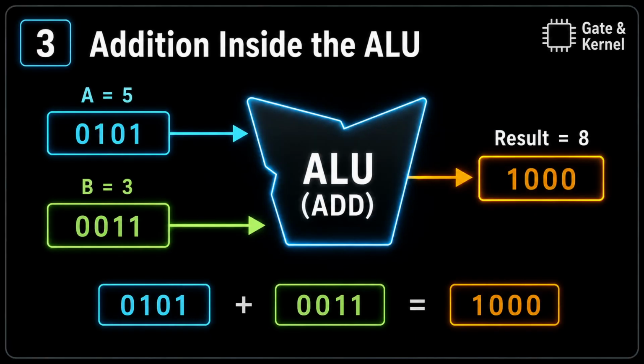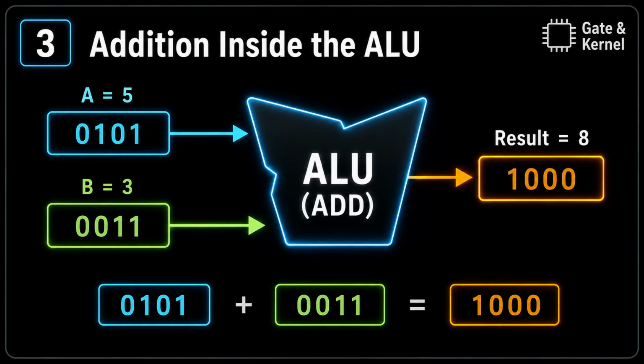Chapter 3. Addition inside the ALU. We already know the basic building block of binary addition. A full adder takes three 1-bit inputs, A, B, and carry in. It produces two outputs, sum and carry out. But a real processor normally works with much larger values. For example, a 32-bit processor may operate on 32 bits at a time. A 64-bit processor may operate on 64 bits at a time. That means the addition hardware inside the processor must handle many bit positions together.